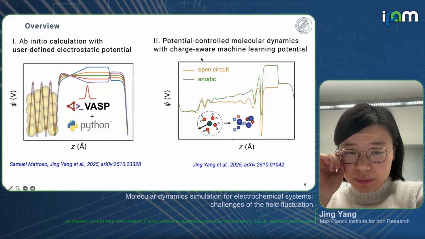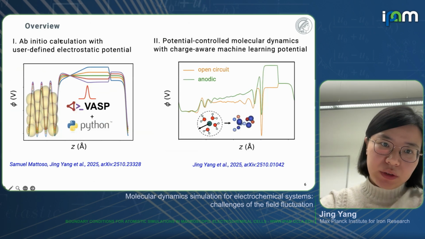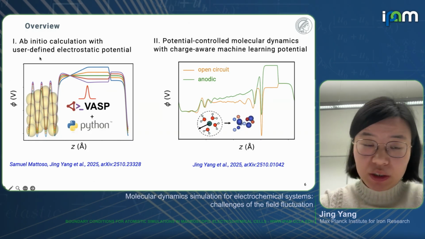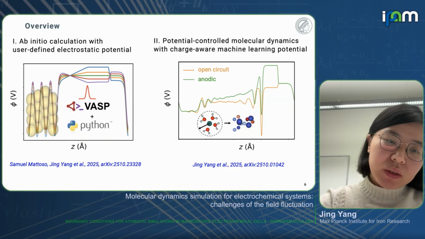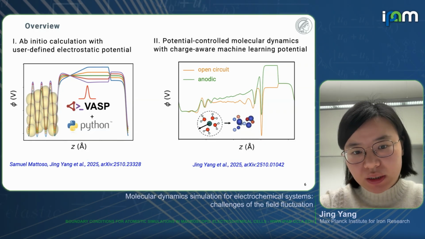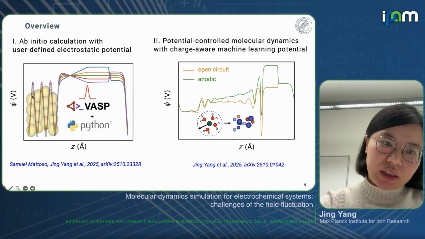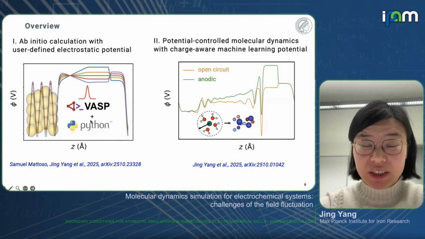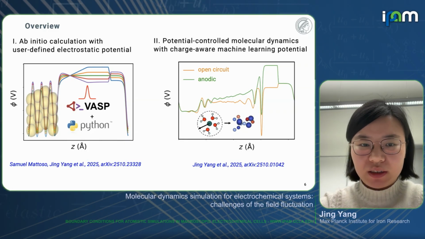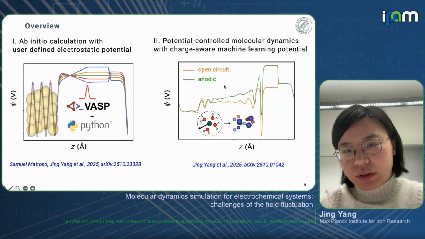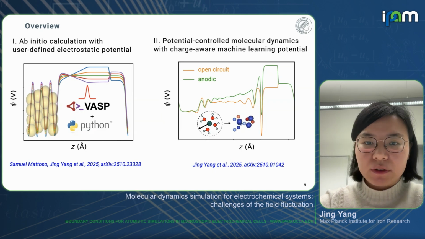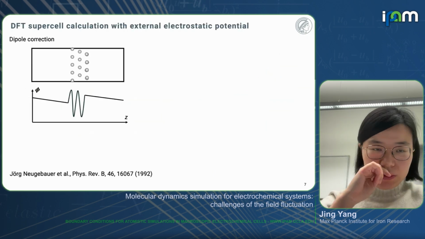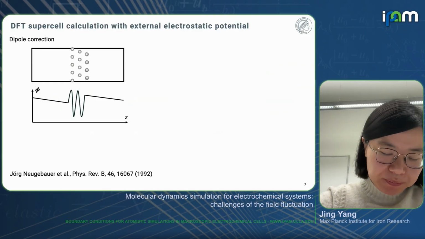So today my talk will be composed of two parts. The first part will be on the ab initio side, where we try to develop a more easy and straightforward way to get electrostatic potential into a DFT simulation. This is achieved by utilizing the newly released Python plugin in the VASP software. And in the second part, I will talk about our vision of how we can do this kind of potential-controlled molecular dynamics using machine learning potential. Okay, so let's get started with the first part.